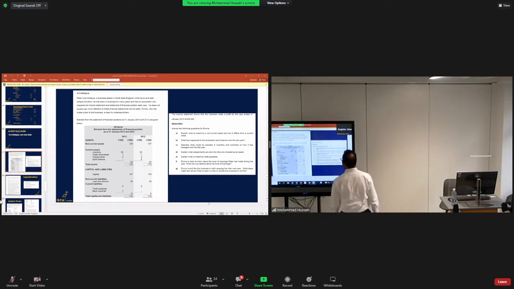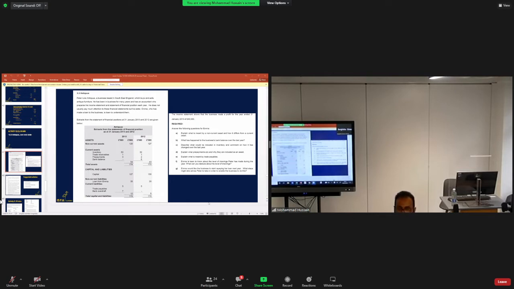So you have to explain what prepayments are and why they are included in the assets. So this is another question. What are prepayments? Something that you pay in advance. Something you pay in advance is a prepayment.